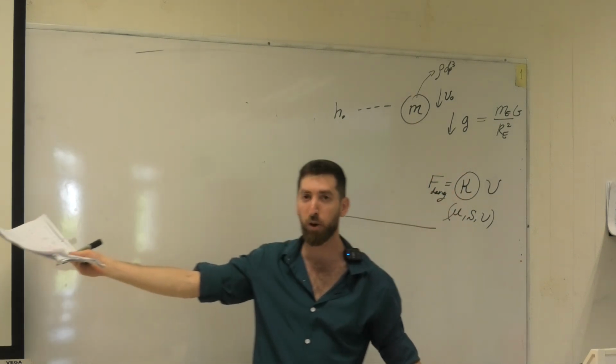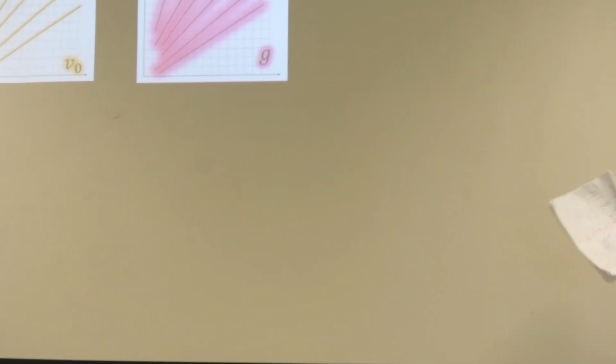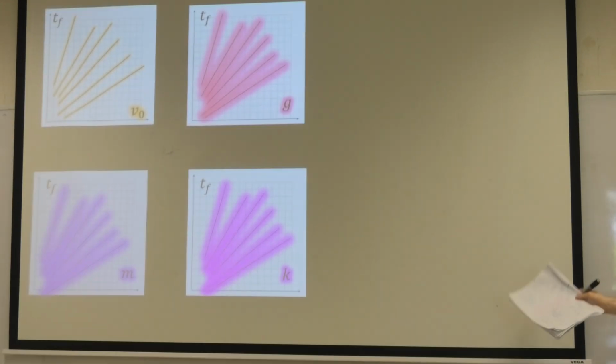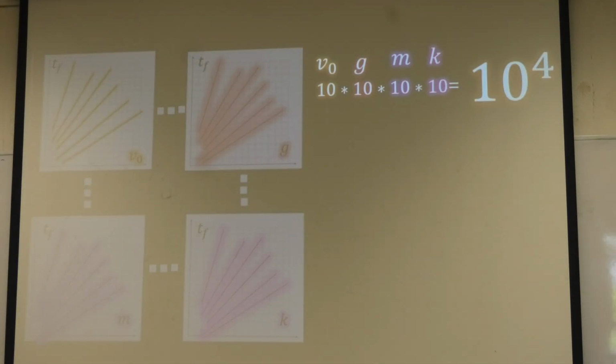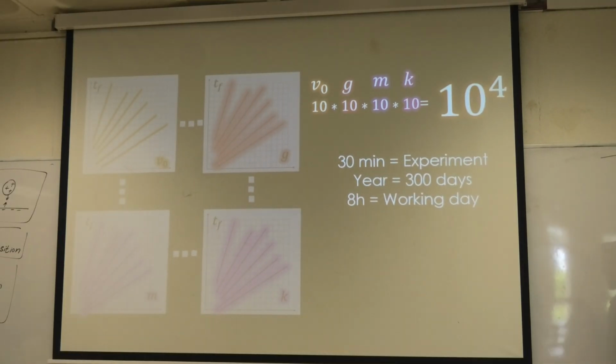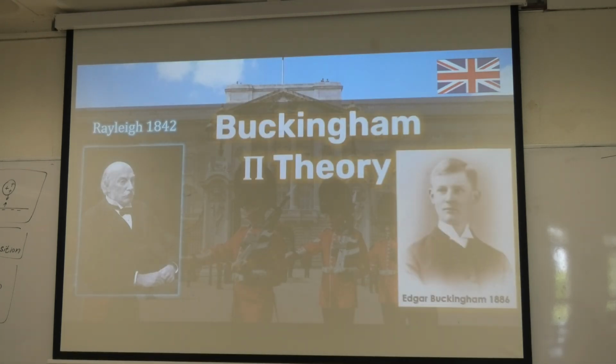So instead, going back to the presentation, instead of doing experiments on each one of them — gravitational, velocity, K, the mass — it's going to take a lot of time, right? Think about 10 experiments each, 10 to the 4. If each experiment takes 30 minutes, and you work 8 hours a day, that's going to take 2.5 years. It's a lot. So what is the best way to do it? The idea is Buckingham pi theory, to understand the simplest parameters I can use to solve this problem.